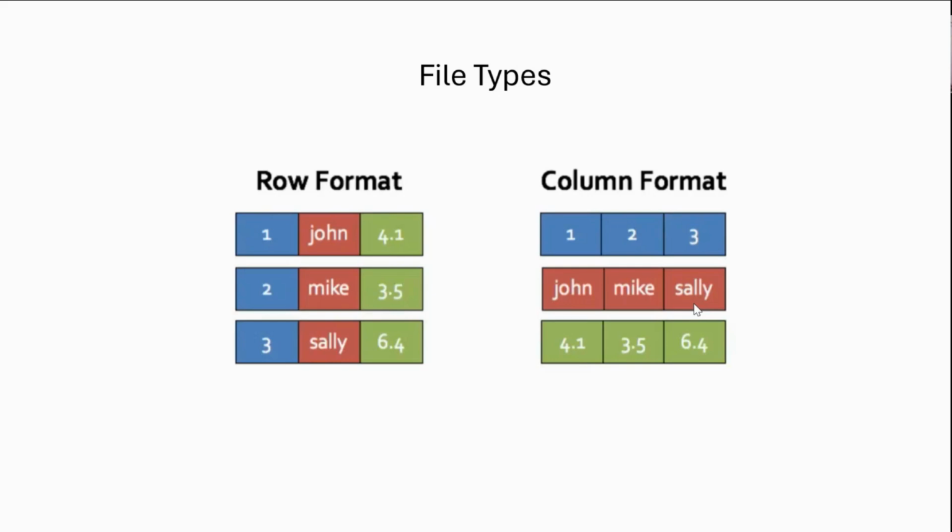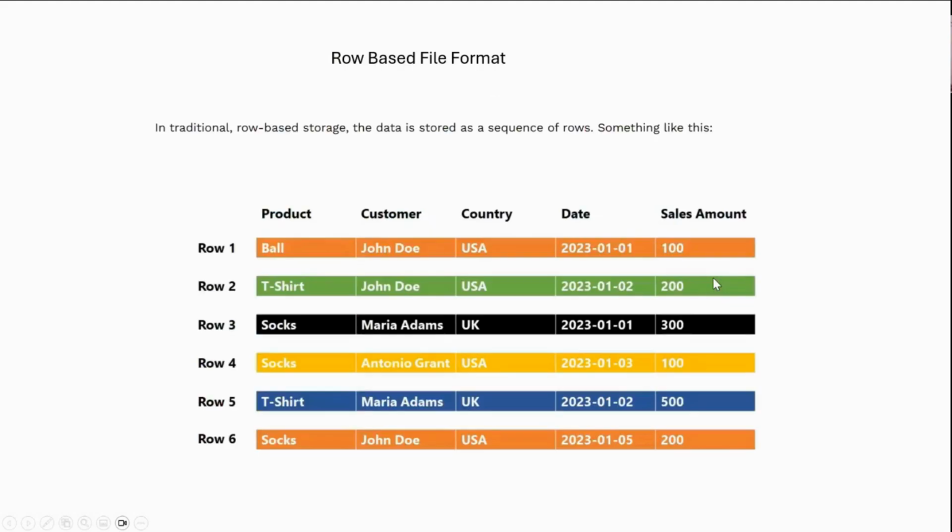Now, what is the benefit of the row format file and the column format file? And how exactly and what exactly does the engine in the backend do? So let's deep dive into that. Now, the row-based storage is the traditional storage aspect. That's the first initial aspect, correct?